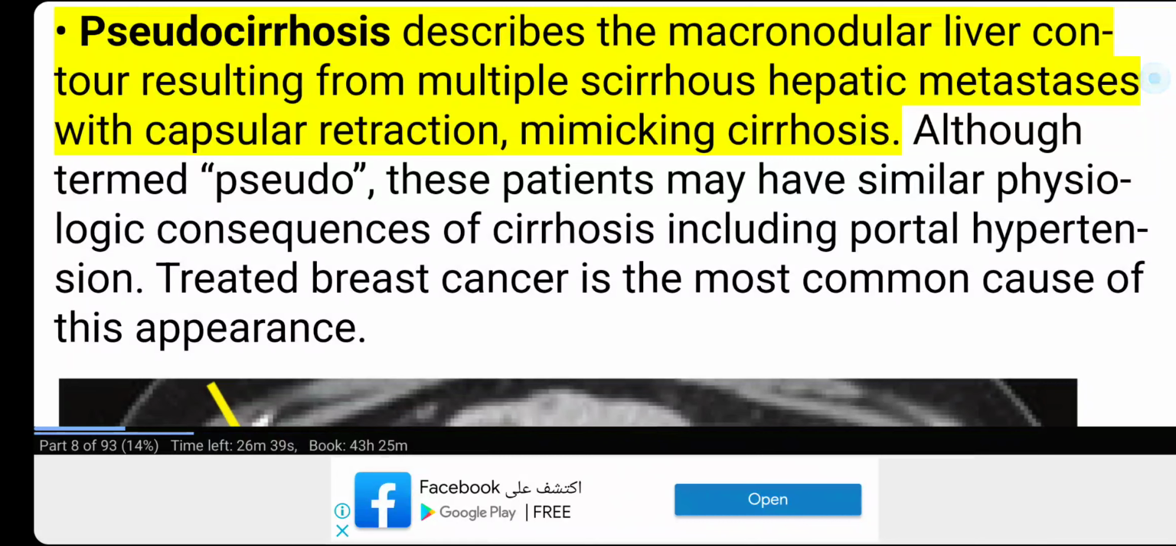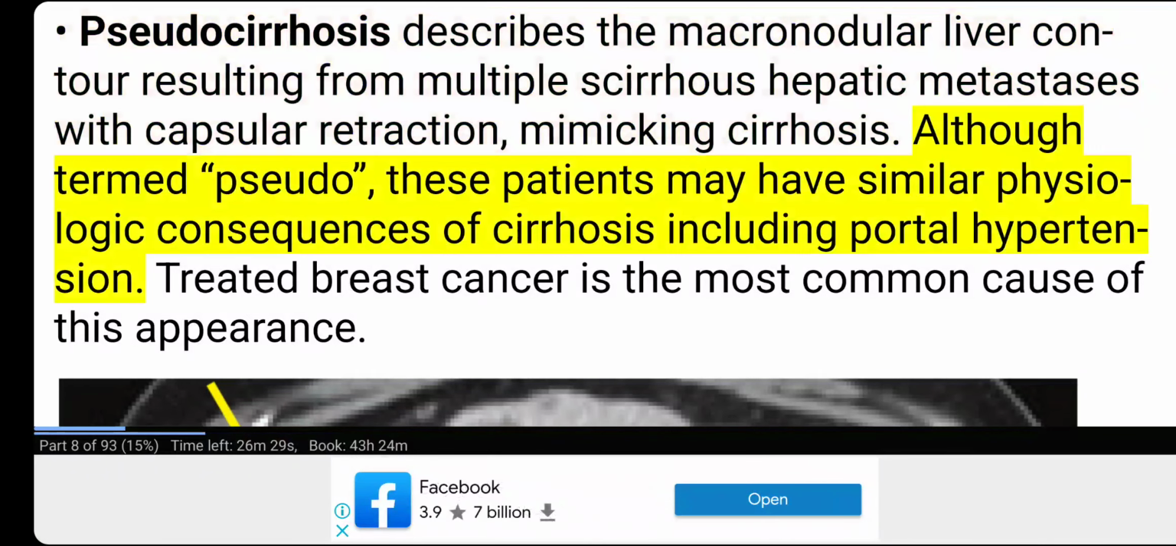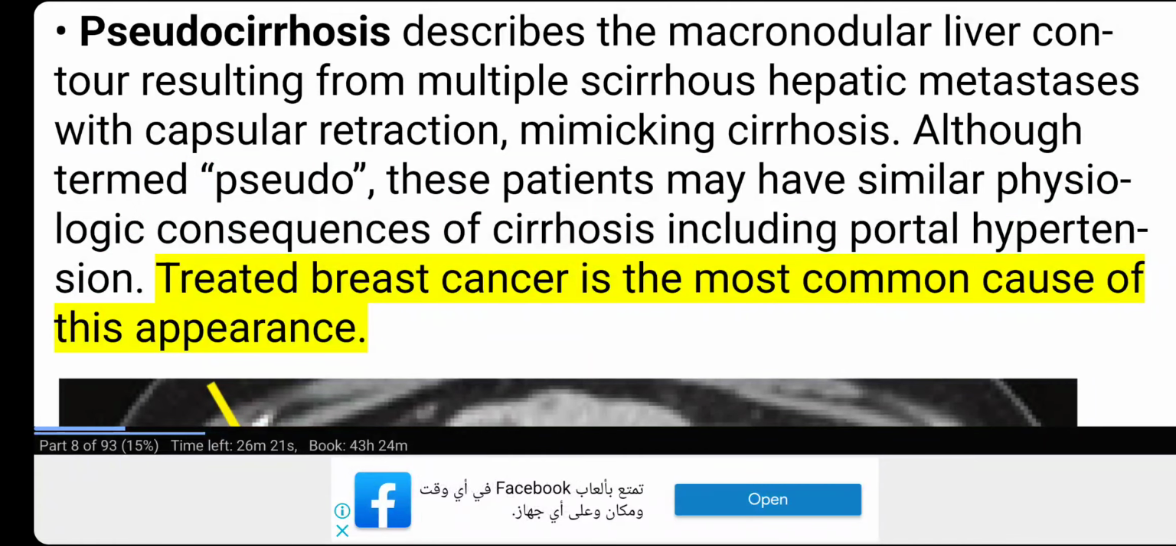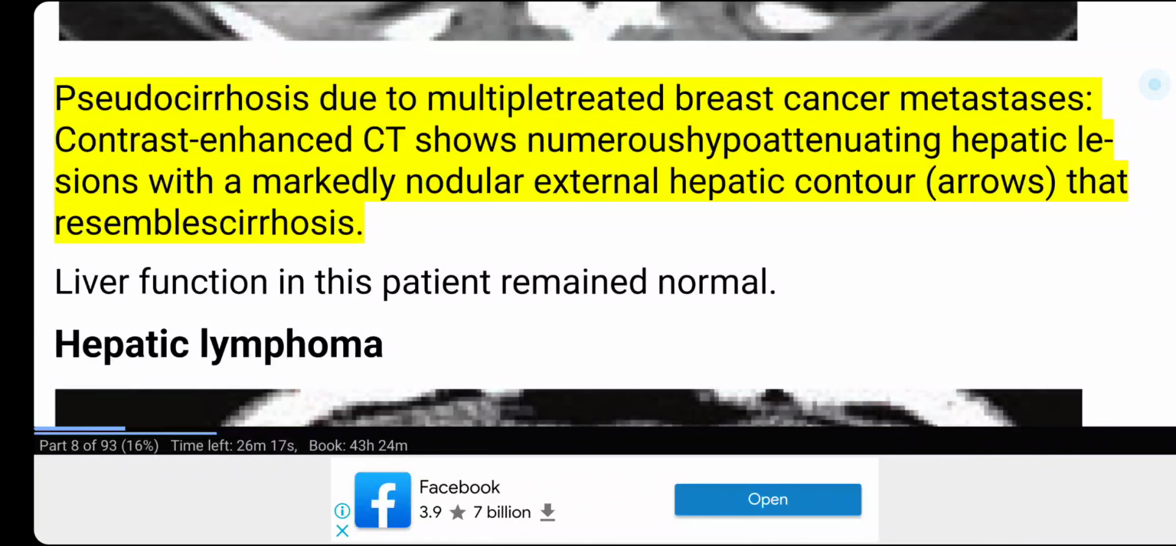Pseudocirrhosis describes the macronodular liver contour resulting from multiple scirrhous hepatic metastasis with capsular retraction, mimicking cirrhosis. Although termed pseudo, these patients may have similar physiologic consequences of cirrhosis including portal hypertension. Treated breast cancer is the most common cause of this appearance. Pseudocirrhosis due to multiple treated breast cancer metastasis.